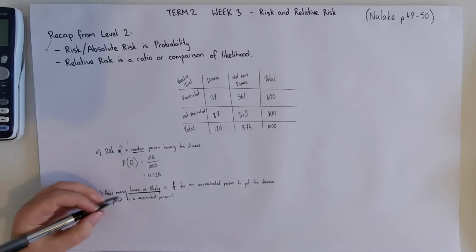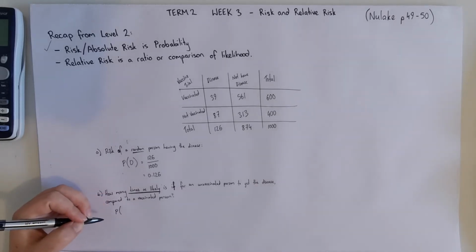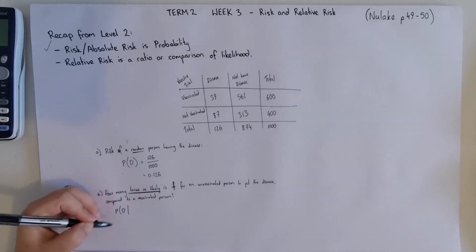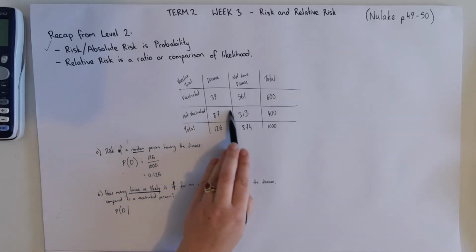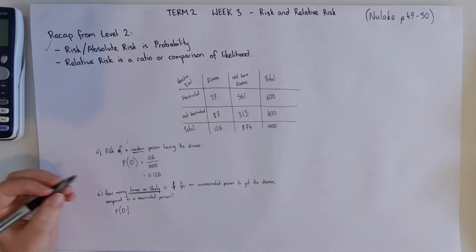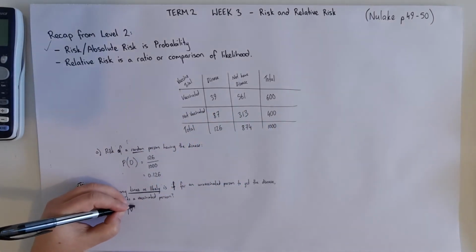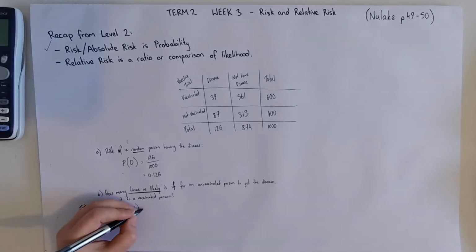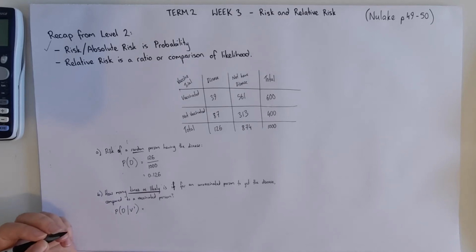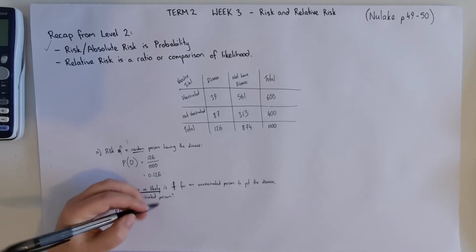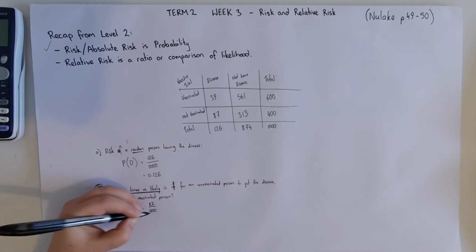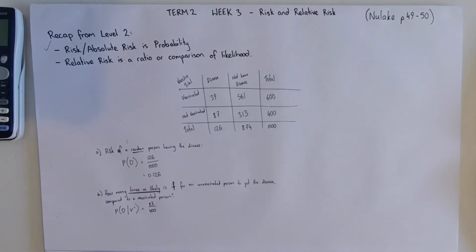So, as a probability, we would be looking at the chance of us getting the disease, given that we are just looking at these not vaccinated people, writing it as a conditional probability, just like last week. Now, of course, conditional probability, we're limiting our sample space, which would mean our probability, or our absolute risk in this case, is 87 out of 400.